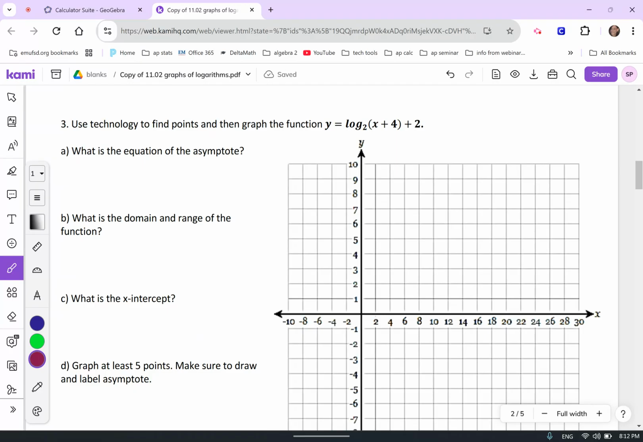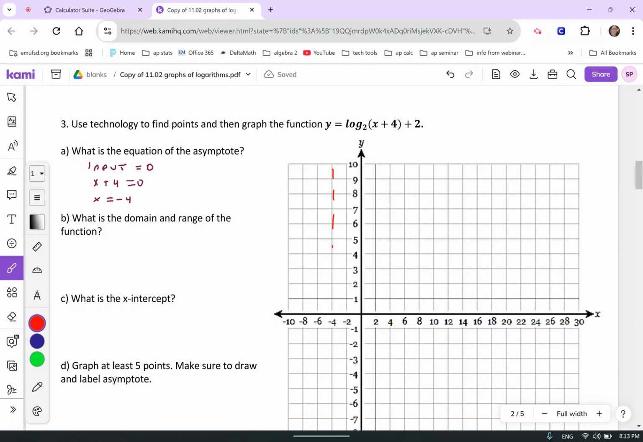So using technology, we're going to graph the function y equals log base 2 of (x plus 4), plus 2. So we're going to do this in the graphing calculator again. So the first thing they want you to do is get the equation of the asymptote. So you're going to take your input to the function and set it equal to 0 to get the asymptote. So x plus 4, you're going to set equal to 0, and the asymptote is going to become x equals -4. And I'm going to graph that in red.